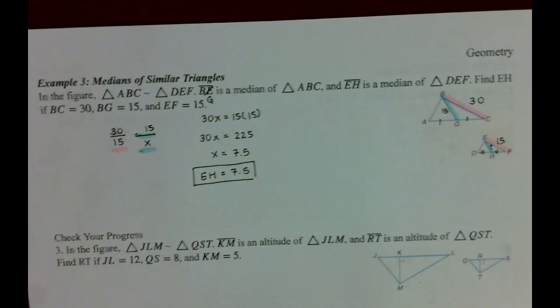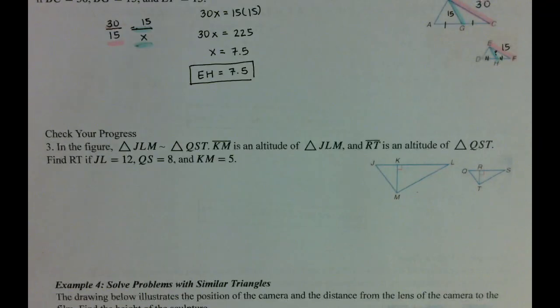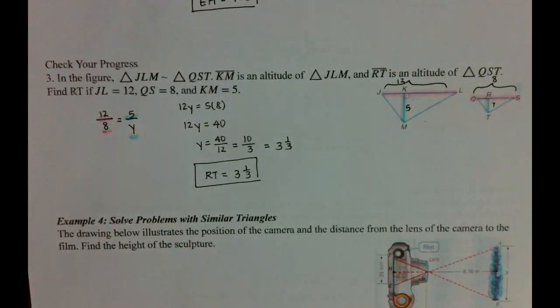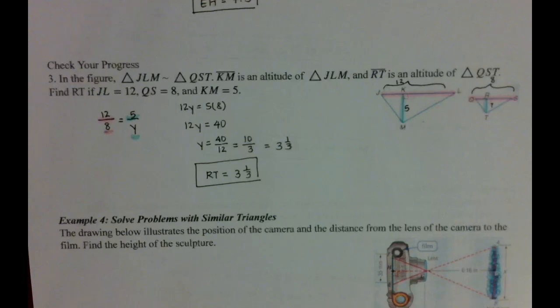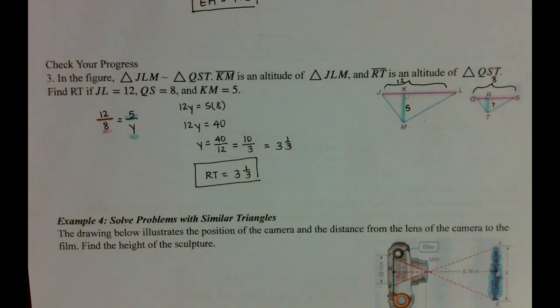And there you go. Okay, so why don't you try CYP3, and then once you're done, come check your answer. Okay, so RT is 3 1/3. If you got that right, you can move on to our last example. If not, here is your explanation.